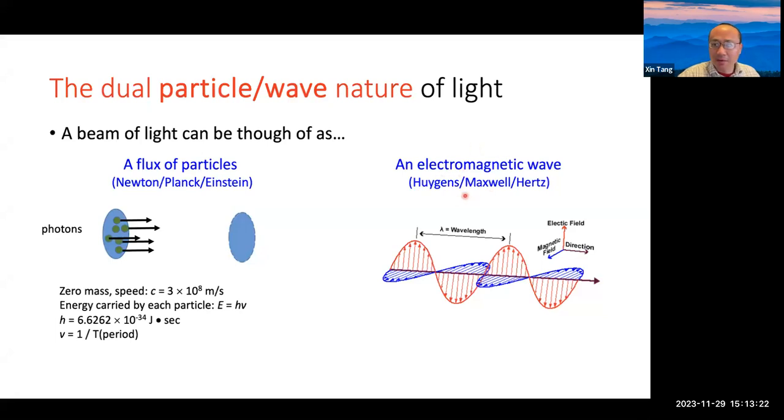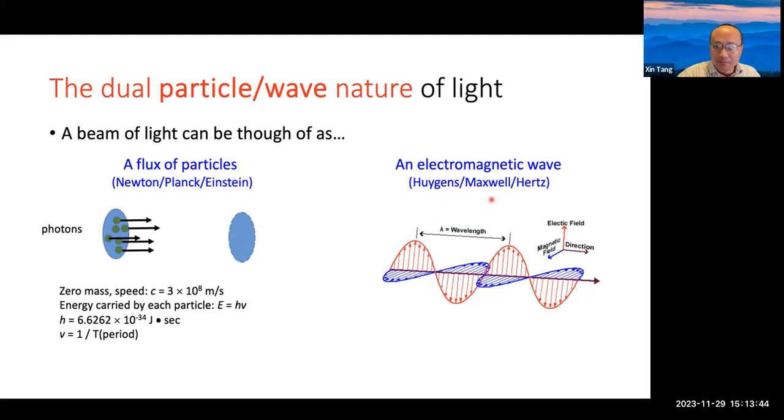It's the idea of the wave. That is led by Huygens and then Maxwell. He is the founder of electromagnetism, right? He developed the Maxwell equations. And also Hertz. So those two schools actually coexist. Okay, they are actually complementary to each other.